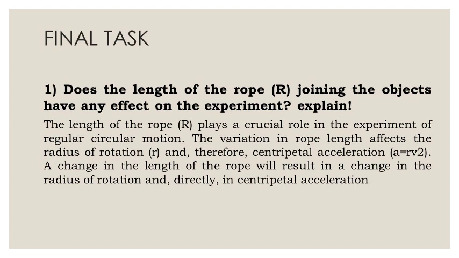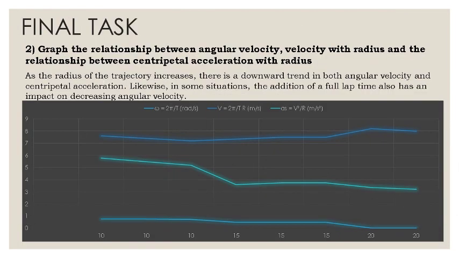Once we have the data ready and organized, we can answer the final test. The first one is: does the length of the rope joining the object have any effect on the experiment? Explain. The length of the rope plays a crucial role in the experiment of regular circular motion. The variation in rope length affects the radius of rotation and therefore the centripetal acceleration. A change in the length of the rope will result in a change in the radius of rotation and directly in centripetal acceleration.